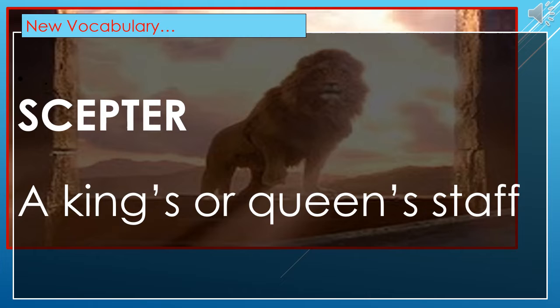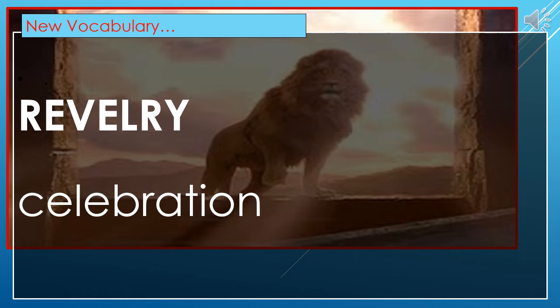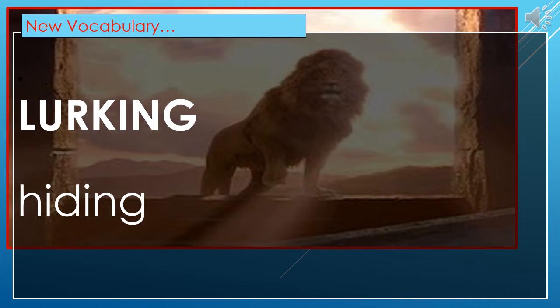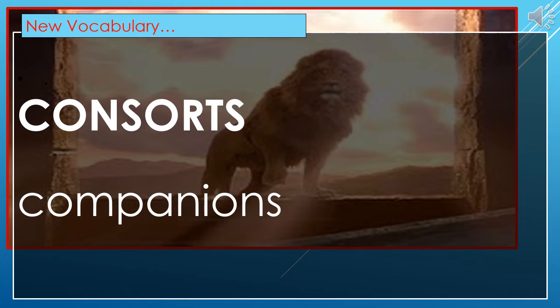You will again encounter a number of new words as you read the final chapter. And as we've said in the past, a lot of these are British type words that we don't use in the United States. Others are just words that are higher than the 6th grade level. So let's go through those. A scepter is a king's or queen's staff, the stick that they often hold. Revelry is a synonym for celebration. Lurking is a synonym for hiding. If you are lurking in the woods, that means you are hiding in the woods. Consorts are companions or friends.